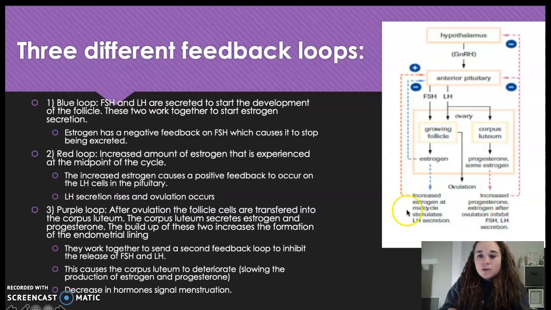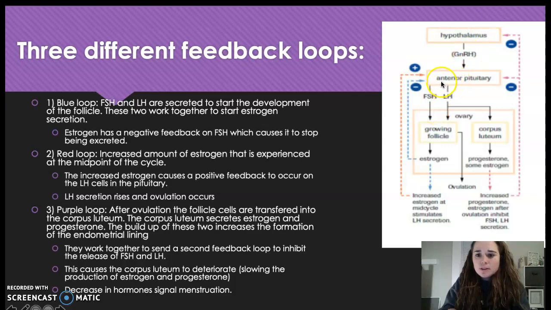So right hand corner here I have this diagram which you can follow along with as I explain the different feedback loops in the menstrual cycle. Starting with the blue loop, we're going here. FSH and LH are secreted to start the development of the follicle. These two work together to start estrogen secretion. Estrogen has a negative feedback loop on FSH, which causes it to stop being excreted.